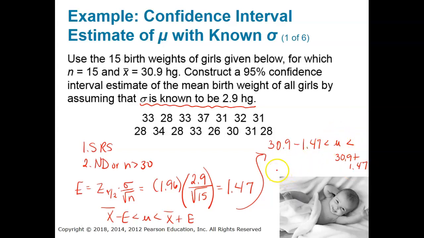I'm running out of room, but that comes out to be 29.4 and 32.4. Okay, so that would be our confidence interval for the mean using this sigma that's known. So it really just depends on whether sigma is known. If it's known, you use the z. If it's not known, then you have to use the t. But that's the interval that we should have for this one.